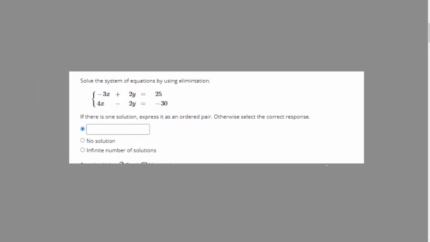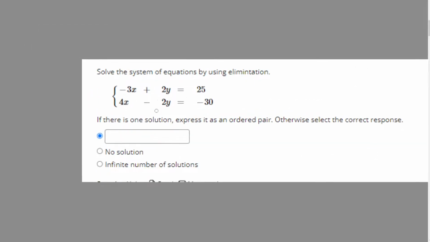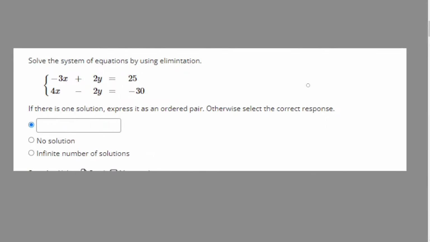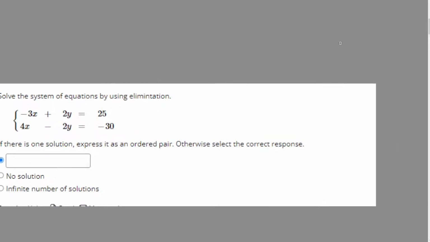But typically, when you're solving systems of equations, if you see something like plus 2y minus 2y, like it is in this system, or like plus 3x minus 3x, or things like that, basically something that will eliminate one of our variables, that's typically an indicator that using elimination will be a good option for you.